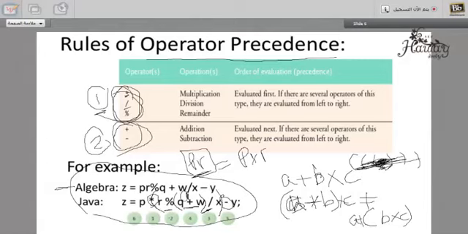I think what you mean is, well, it depends on the question. Let me give you an example. If you mean Z equals A mod B divided by C, is this what you mean? Okay, so I think what you mean is this, right?